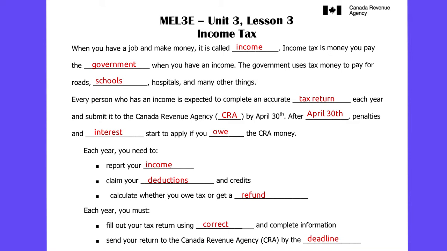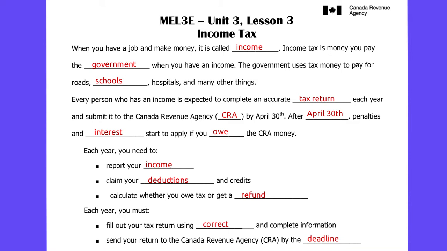When you have a job and you're making money, it's called an income. So income tax is money that you pay to the government when you have an income. And the government uses tax money to pay for things like schools, roads, hospitals, and tons of other things. So it's very important that we're paying our taxes.